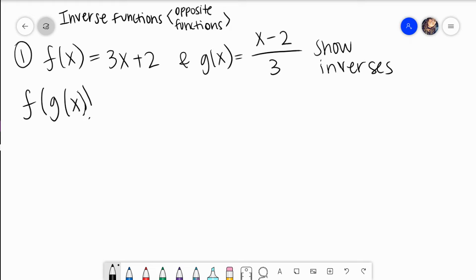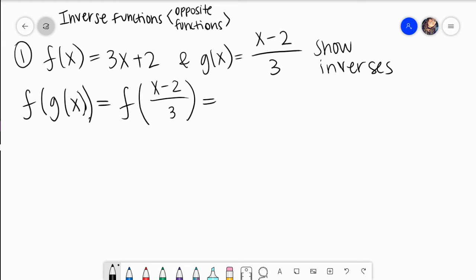This is literally plugging my g of x function into my f of x function. So what this would be is f of, now instead of x, what you would do is plug in g of x, which if you look at g of x, I've got (x minus 2) over 3.